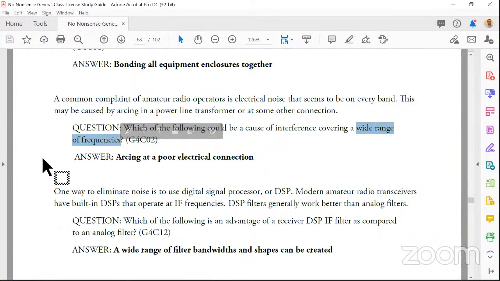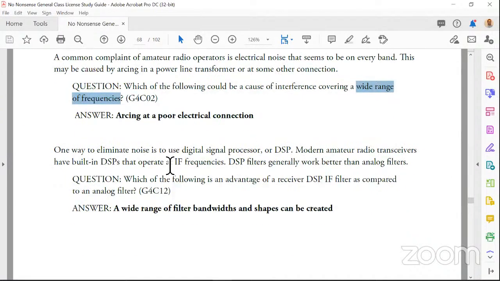So we said that anytime you get interference across a wide range, probably the whole spectrum or several bands, chances are that it is caused by arcing at a poor electrical connection. It could be in your home, it could be outside on the pole, it could be very close by. That arcing will cause wideband noise.